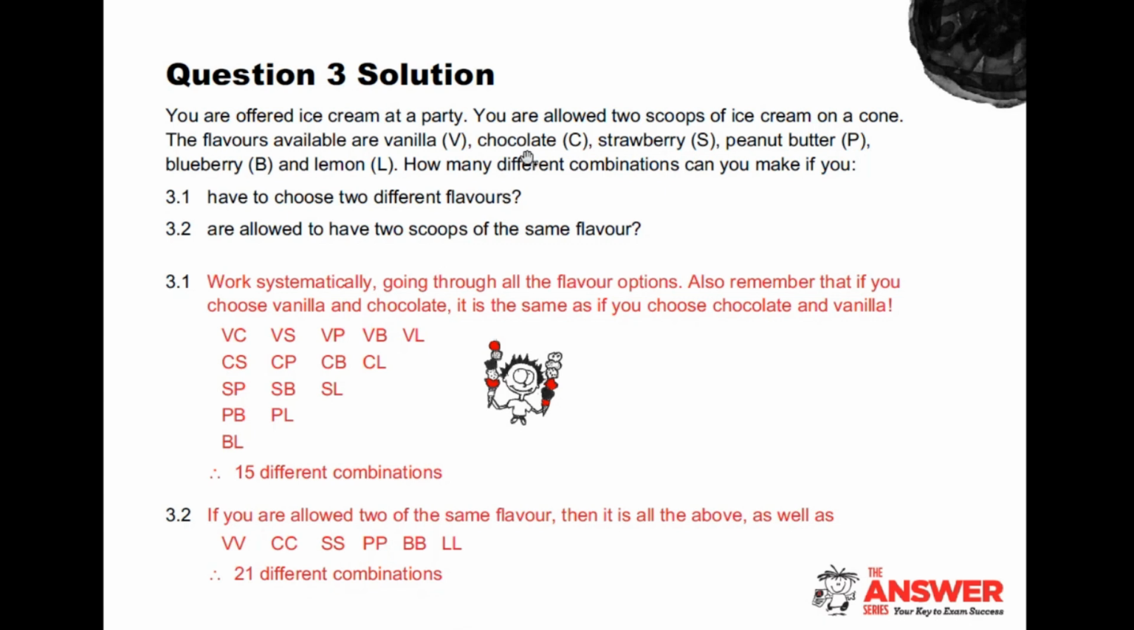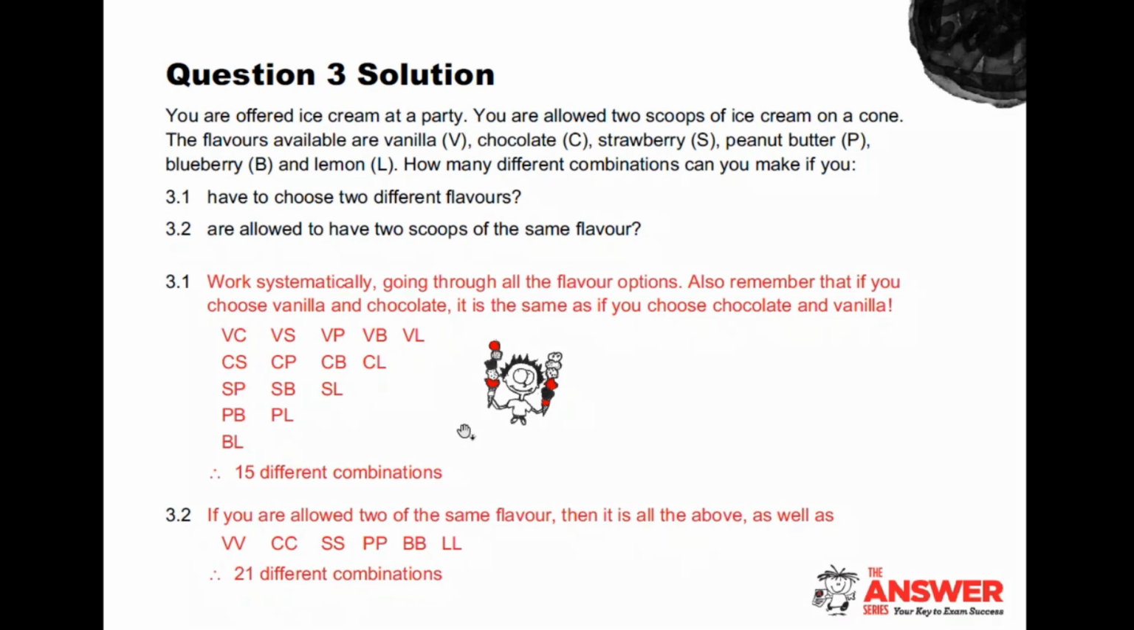What about chocolate? Well, I can't have chocolate and vanilla because that's the same as vanilla and chocolate. So now I can have chocolate with strawberry, chocolate with peanut butter, chocolate with blueberry, chocolate with lemon. So that's another 4. Strawberry, don't go backwards because I've got those already. So it's strawberry, peanut butter, strawberry, blueberry, strawberry, lemon. And then I've got the other ones as well. So I've got 15 different combinations.